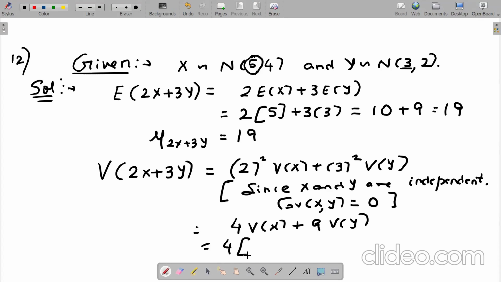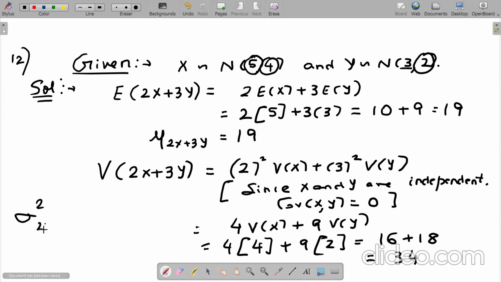What is variance of x, guys? 4. And what is variance of y? 2. So my answer is 4 into 4, 16, plus 9 into 2, 18. The answer comes out as 34. So I can write the variance for 2x plus 3y is equal to 34.